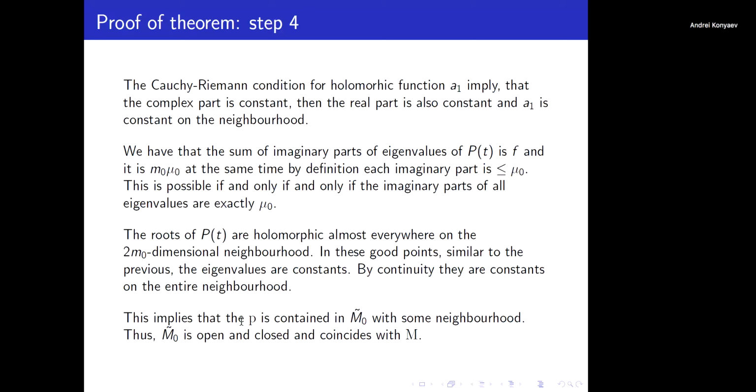We've seen that first the imaginary part of A1 equals 0, then it is holomorphic, then its imaginary part is constant, then you get the entire A1 is constant, then you get all the eigenvalues are constant. So that's it. And thus, by continuity, if they are constant almost everywhere, they're constant everywhere, and we get that the entire neighborhood, maybe smaller than the one we started with, lies in M0 tilde, which implies that M0 tilde is also open.